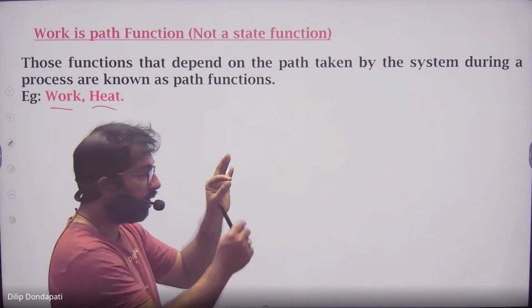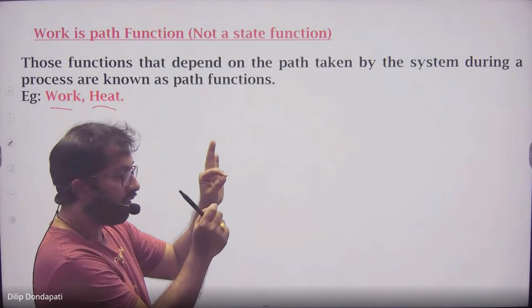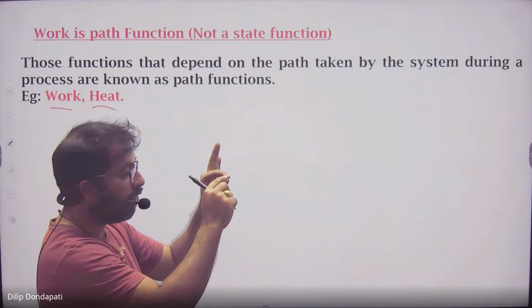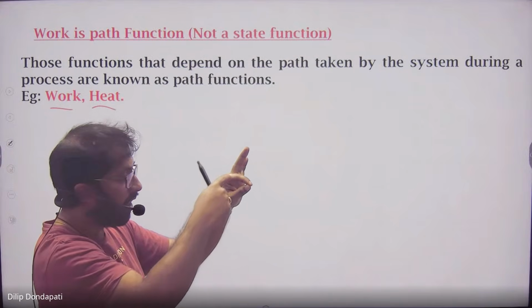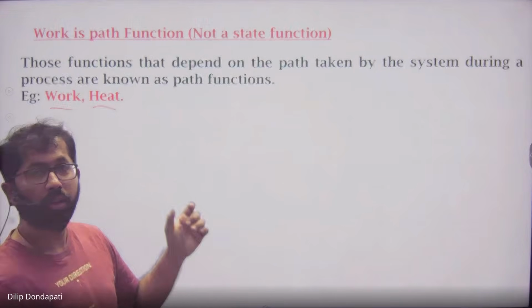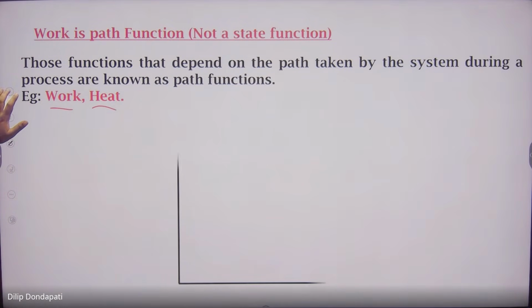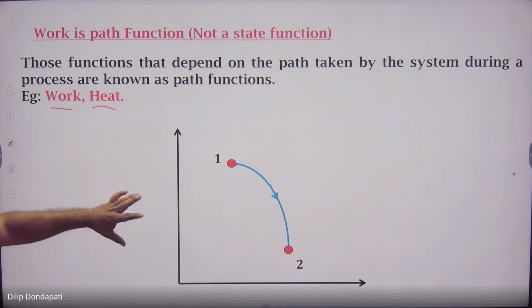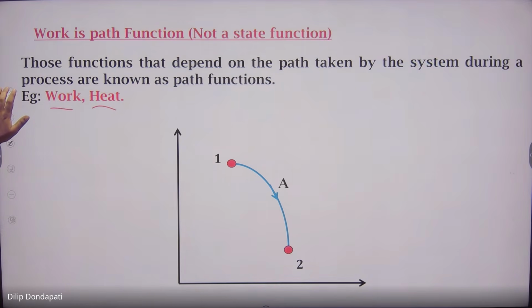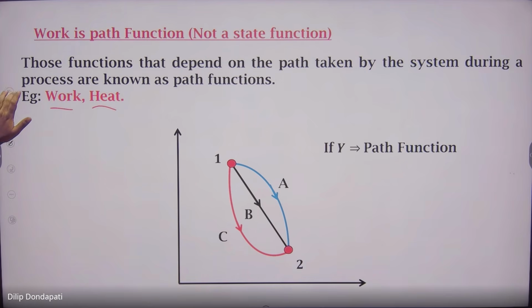Suppose initially the gas state is here, the second state is here. If you go like this, and like this, in a different path, the work done is not the same because it depends on the path. Suppose I went from the first state to the second state like this, the gas went from one place to another. In another process it goes like this. Okay.